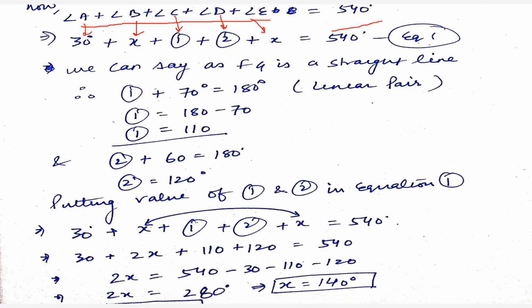So right now, four angles are unknown to us. We know only angle A. So what will we do? First, I wrote it as equation number 1.